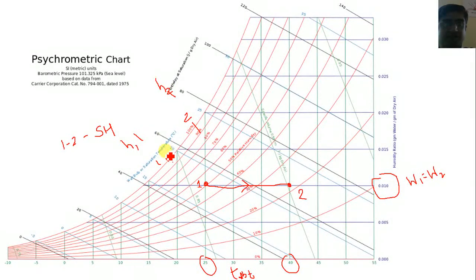And also the value of specific enthalpy from point 1 to 2 for any sensible heating process gets increased. And you can see the value of phi, or relative humidity, gets decreased during the sensible heating process. Here the value of phi is 50%, but at point 2 it becomes about 20%. It means the value of phi, the relative humidity, gets decreased during any type of sensible heating process.